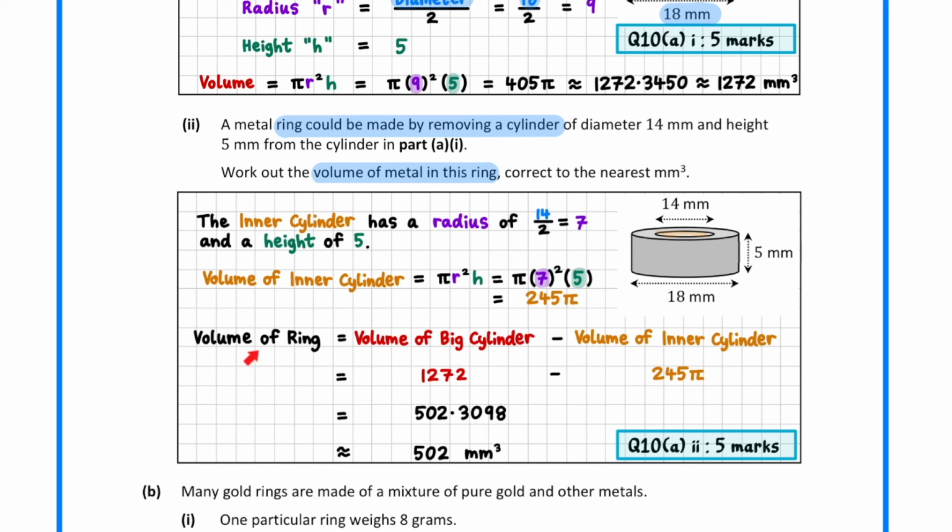To find the volume of the ring, we take the volume of the big cylinder, 1272 pi, and subtract the volume of the inner cylinder, 245 pi. When we perform the calculation and round to the nearest whole number, we get an answer of 502 millimeters cubed.